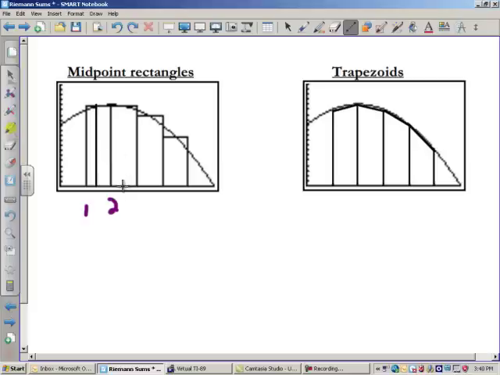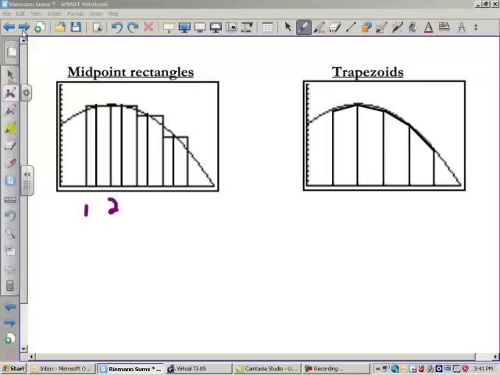And then from 2 to 3, we use the middle to determine the height of the rectangle. See, we're using the middle to get the height. That's what midpoint means. And then if we're using trapezoid, this is actually the best approximation of these 4. You just connect the left and the right endpoint and you find the area of those trapezoids.